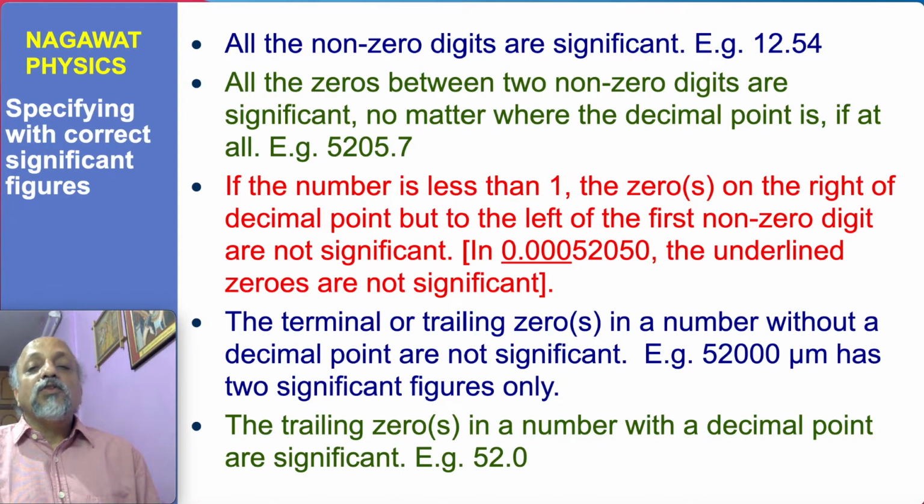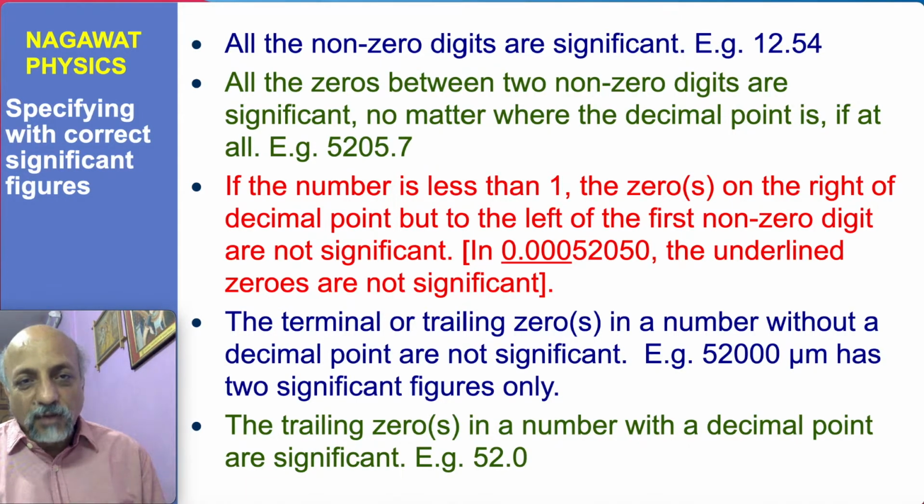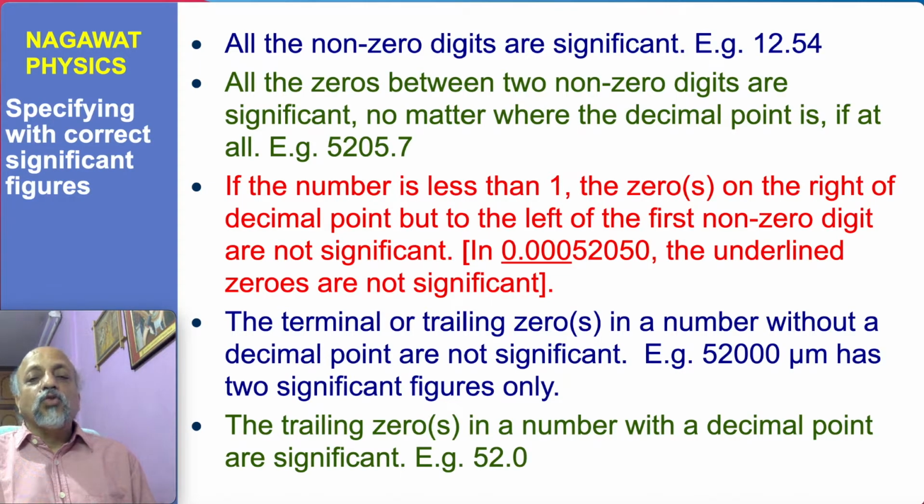All the zeros between two non-zero digits are also significant. So if in some measurement you get 5205.7, then you say that the number of significant figures is 5. Not only 5, 2, 5, 7, but the 0 which is in between would also be considered significant. So all the zeros between two non-zero digits are significant. But the zeros which are not between two non-zero digits, we have to check how to deal with them.